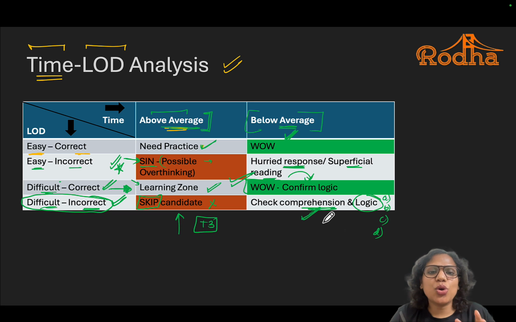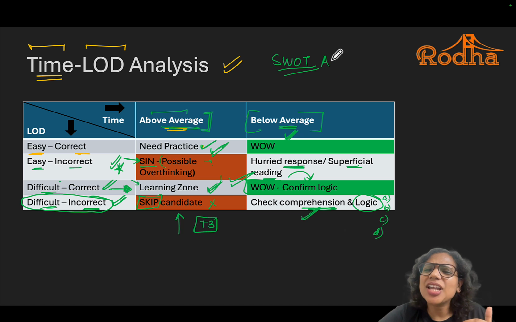I think it has a lot of value in showing you your strengths, your weaknesses, your opportunities and your threats. All of these, right? It's a SWOT analysis, out and out. Your strengths, your weaknesses, your opportunities, okay? And these could be the threats in the exam also, right? Superficial reading, hurried response, low comprehension. So it's an out and out SWOT analysis for you, okay?